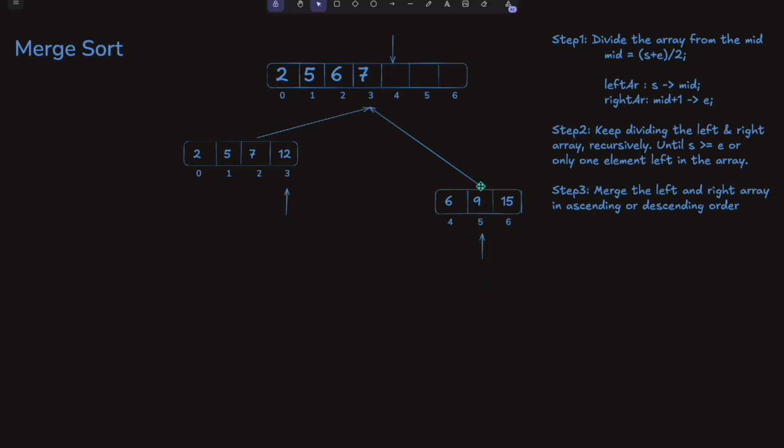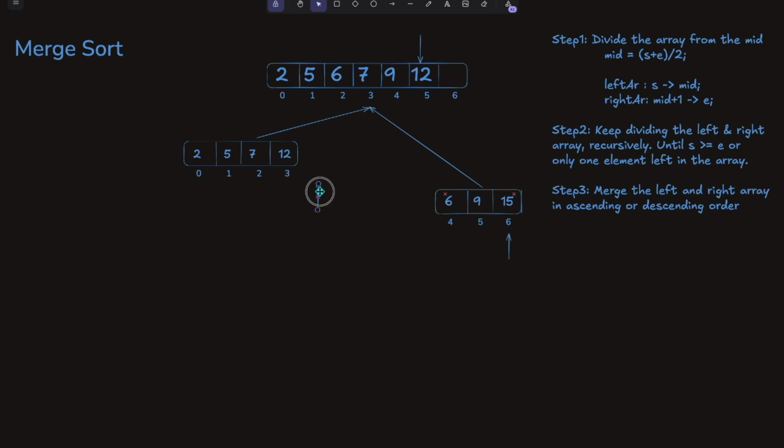So index 5 value is less, so we'll place it here, which is 9. As soon as you place it there, we need to increment the index value, and here also we will have to increment it. Now we will check index 3 with index 6. So index 3 value is lesser, we will place 12 here. As soon as you place 12 here, we need to increment the value.